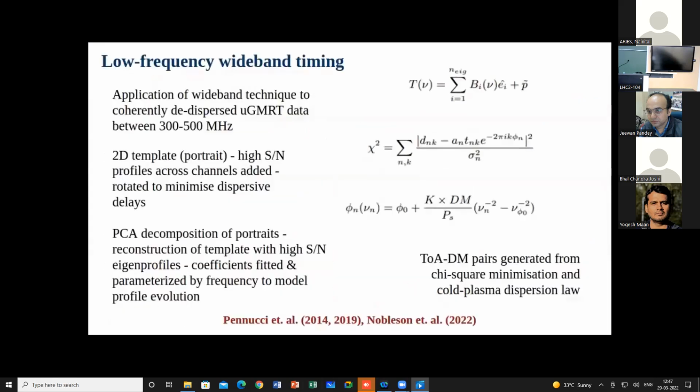In addition to the traditional method, we are also going to deliver TOAs and dispersion measures generated using a relatively recent technique named the wideband technique, which makes use of principal component decomposition of two-dimensional templates and their subsequent reconstruction with high signal-to-noise eigenprofiles that are parameterized with frequency. In simple terms, this technique can possibly revolutionize the way of dealing with frequency-dependent profile evolution.